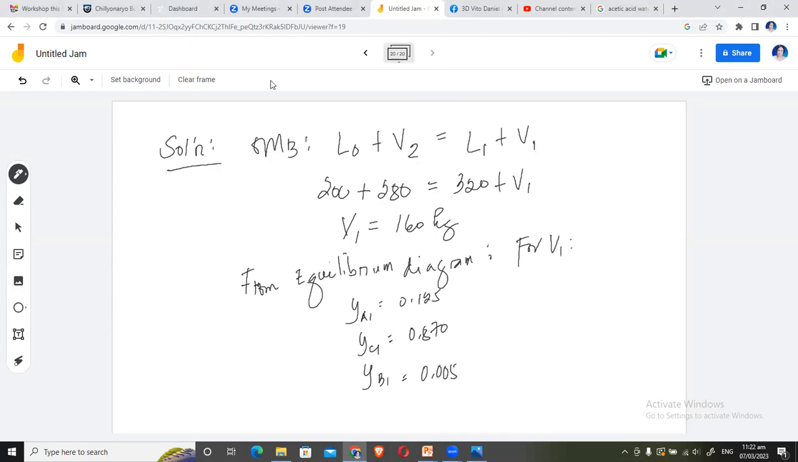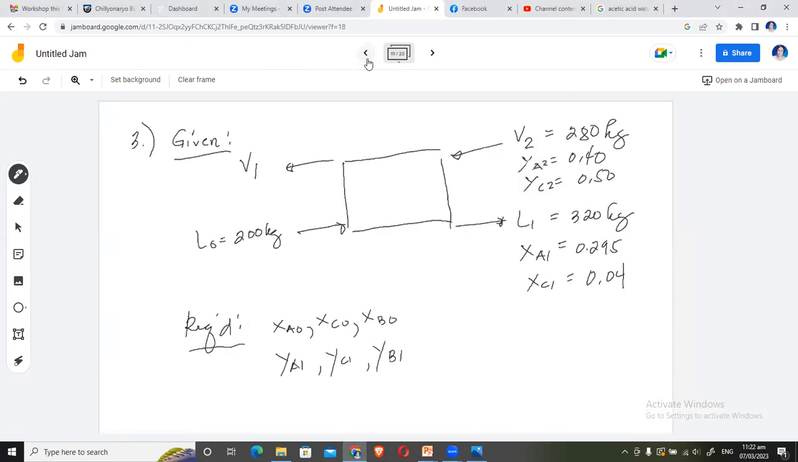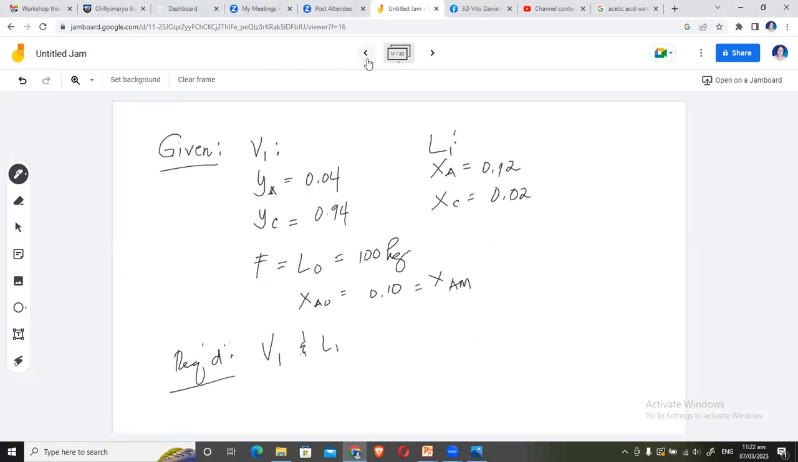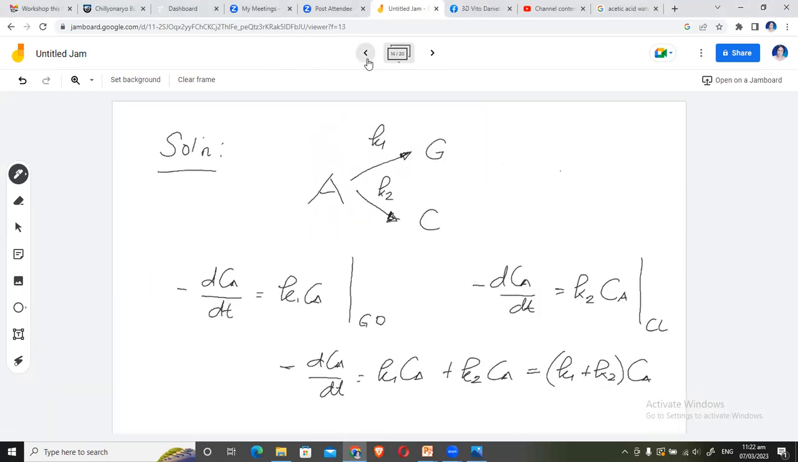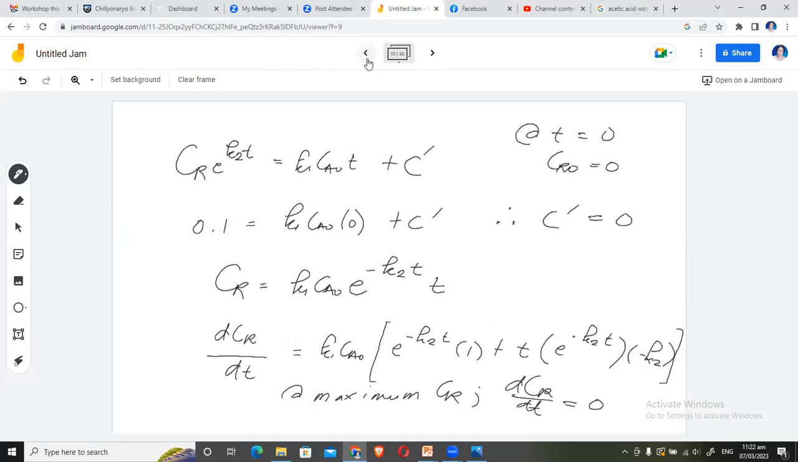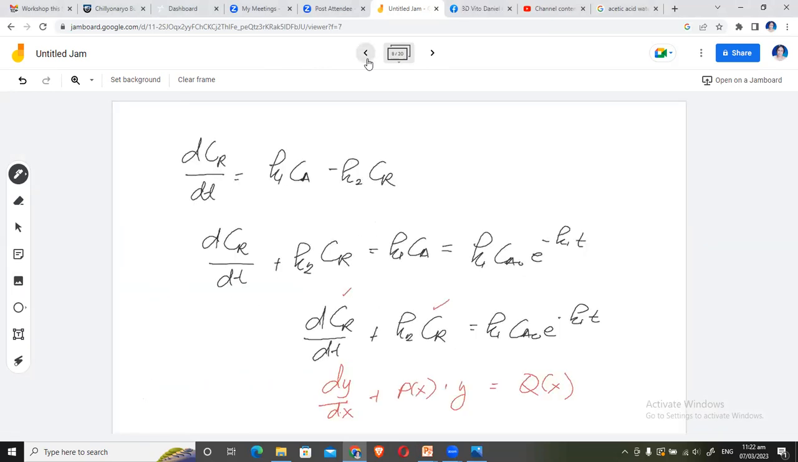Oh, I cannot make any more frames. So wait, class. It says here, I cannot anymore make any frames. So we'll just delete this one.